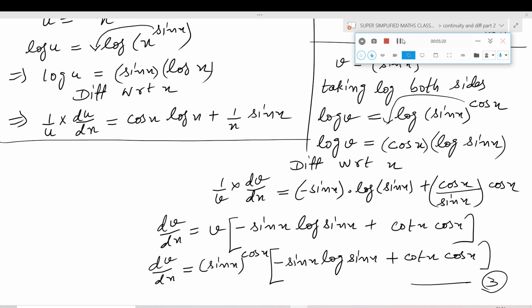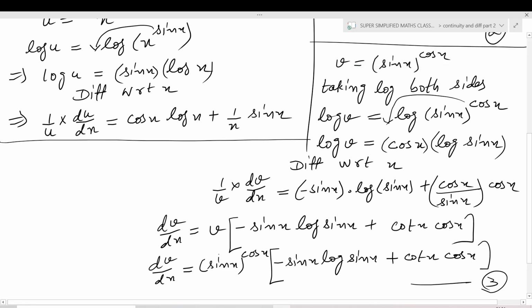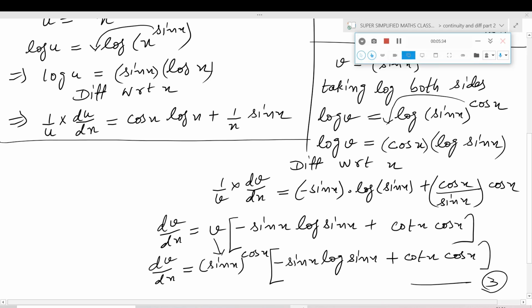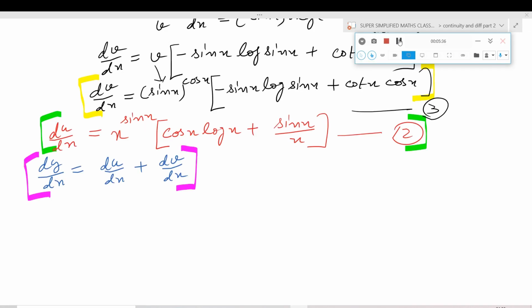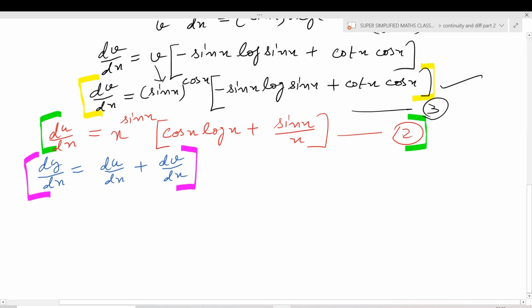and we substitute back the value of v. What is v? V is sin x raised to the power cos x. We substitute the value of v and we copy down this bracket, and this is that value of dv by dx, and we call it equation number 3. Now students, we have found the value of dv by dx, which is there in the yellow bracket.